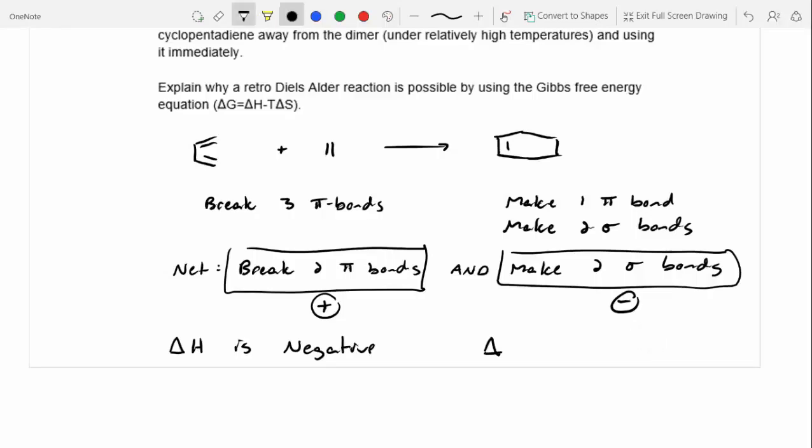What about delta S? Well, let's think about it. Things become more positive in terms of entropy when we create more disorder. Are we creating more disorder? No. So in this case, delta S is going to be negative.